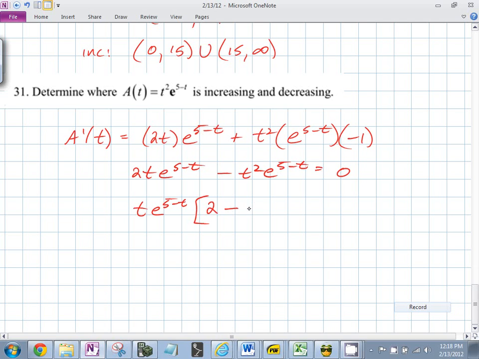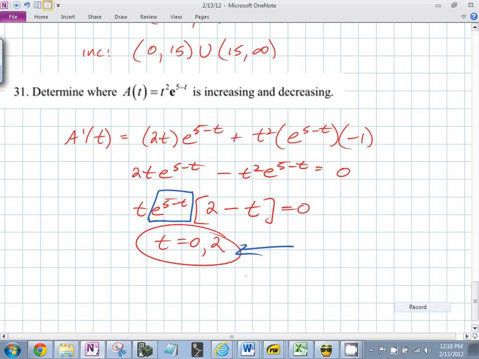2 minus t equals 0, right? So t is equal to 0, or it's equal to 2. As a careful side note, is there any way to make e to the 5 minus t equal 0? No. Doesn't matter what you raise e to, you can never make it equal 0. So the only things that make it 0 are 0 and 2. So you look at those values, 0 and 2.